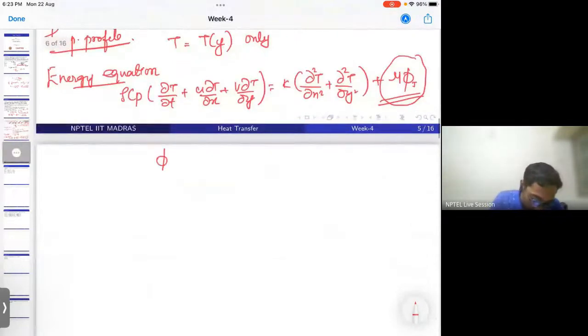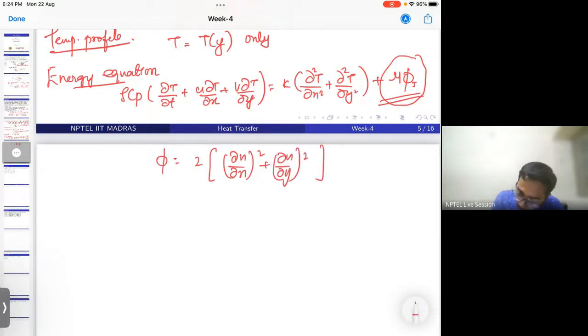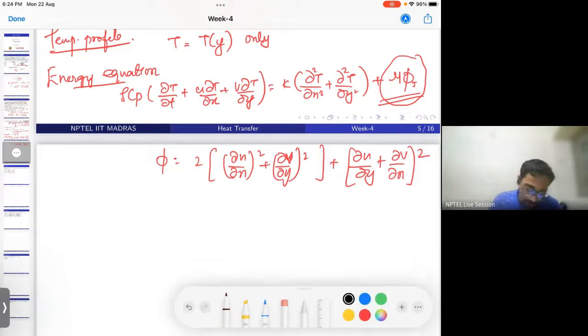So what is phi? The expression for phi is 2 times (dou u by dou x) the whole square plus (dou u by dou y) the whole square plus dou u by dou y plus dou v by dou y, dou u by dou y plus dou v by dou x the whole square. So this is the energy equation. Now we will cancel out the terms.